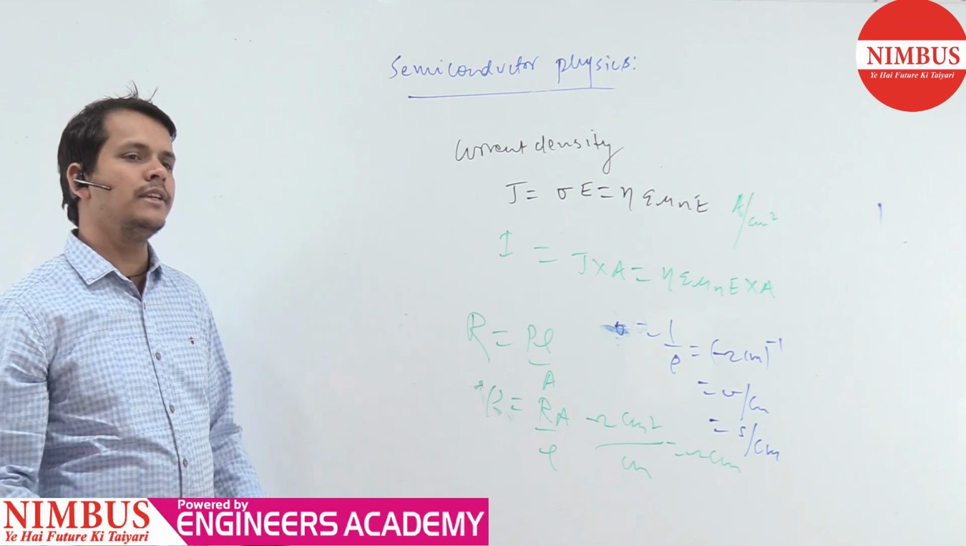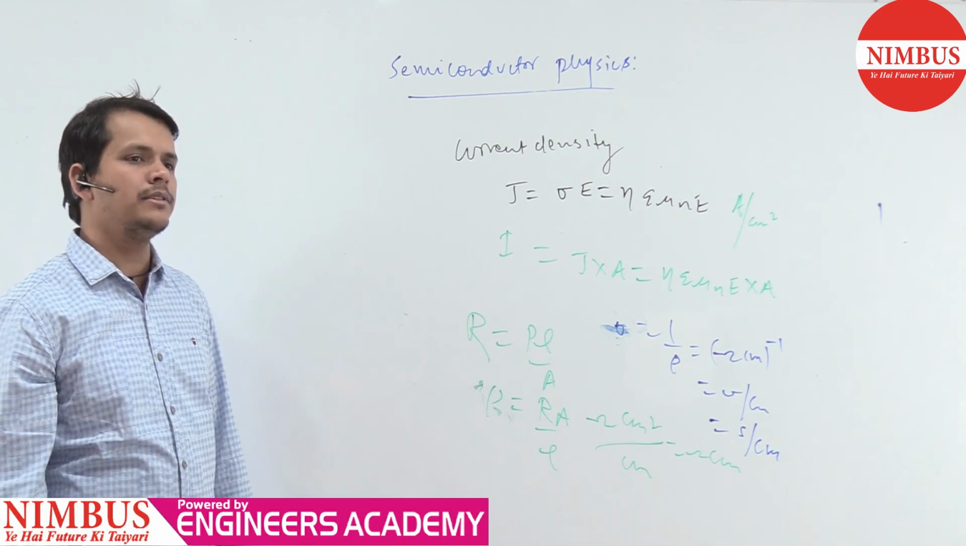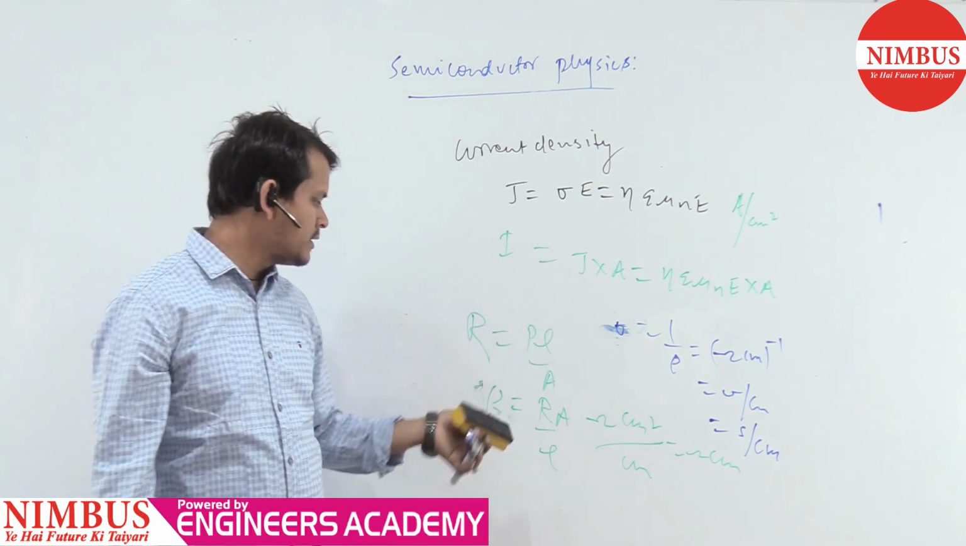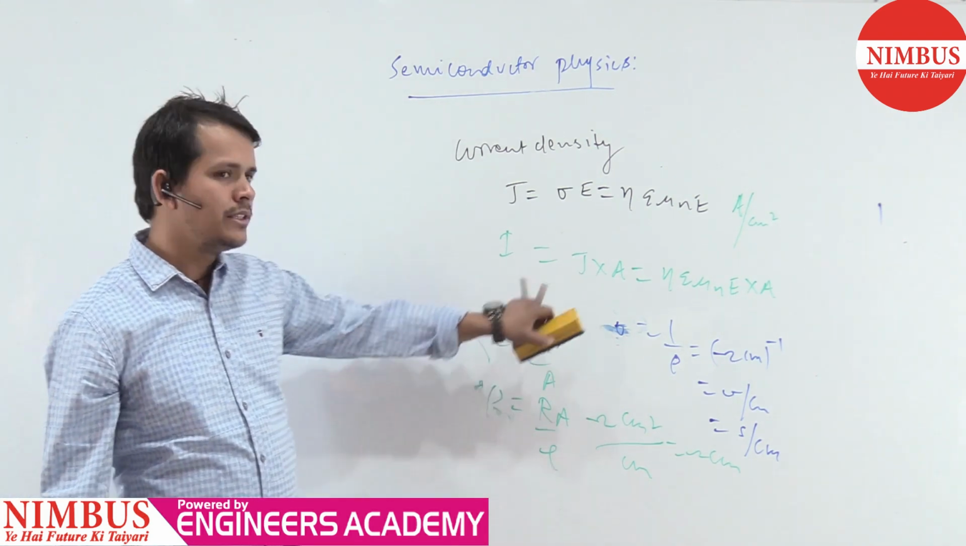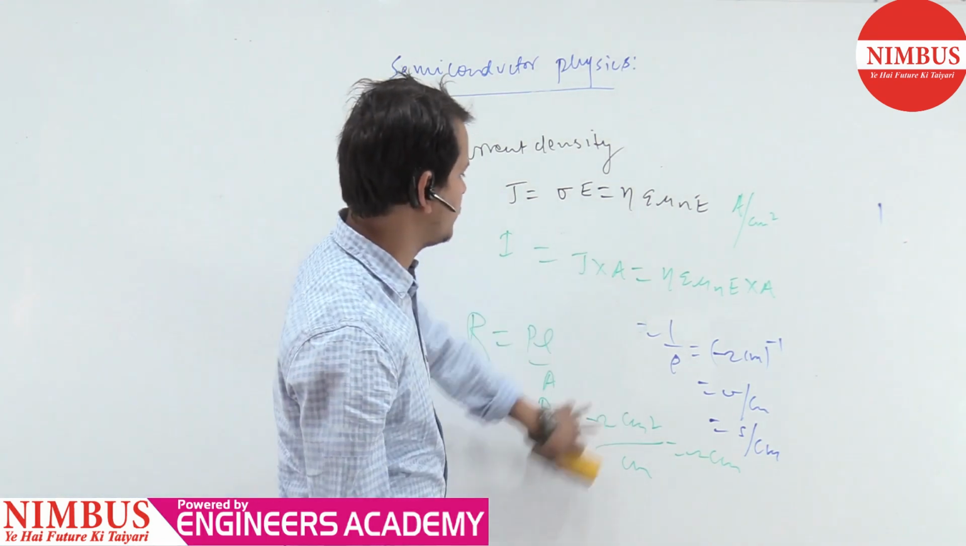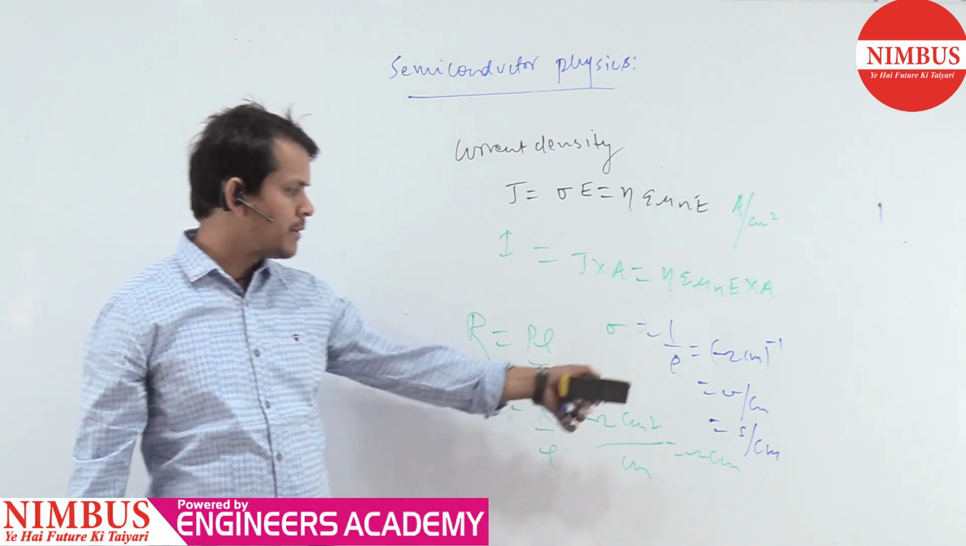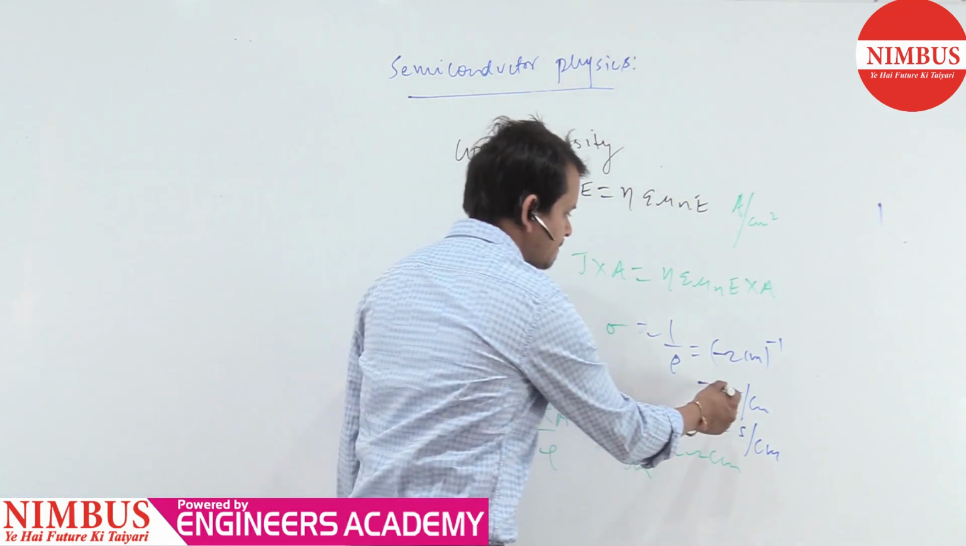So J is equal to sigma into E, n q mu n into E, ampere per centimeter square. I is equal to J into A, n q mu n into E into area. So R is equal to rho L upon A, and sigma is equal to 1 upon rho. So I just write down the unit: Siemen per centimeter, mho per centimeter.